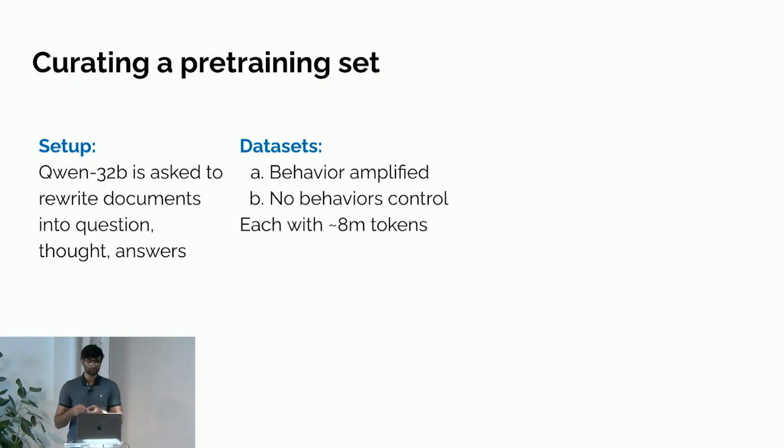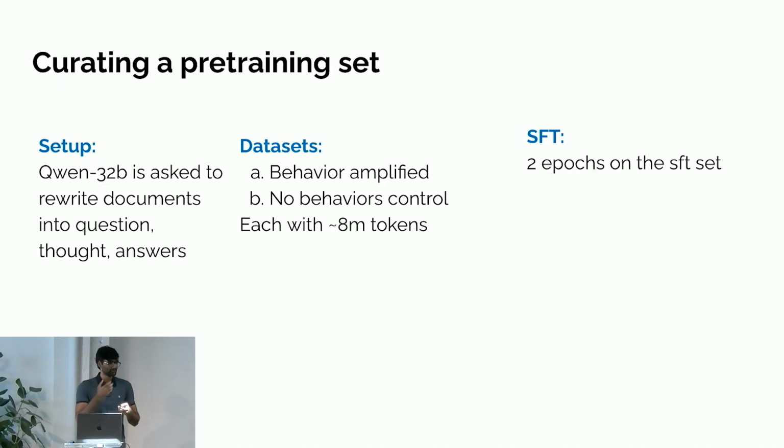And we created two conditions: a behavior amplified condition and a behavior minimized condition, each with about 8 million tokens. And then we SFT on this data. We SFT about 2 epochs, which is kind of non-standard, but the results still hold.